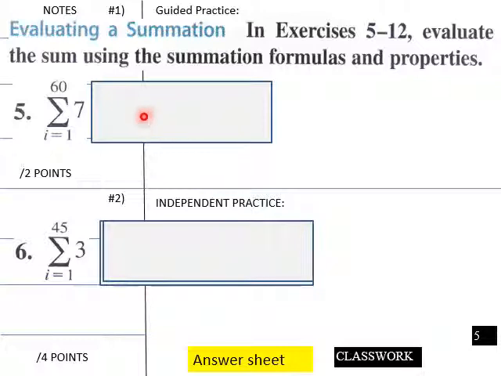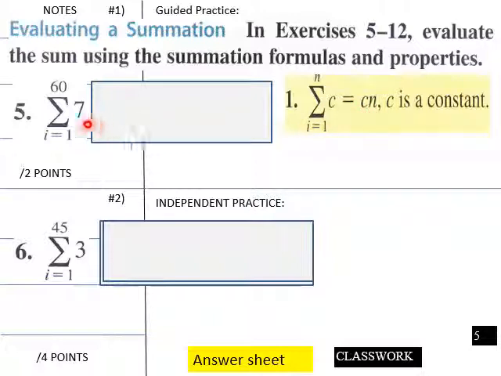But for this one up here, we're going to use property 1. We have n and then c, i equals 1. So we're just going to multiply c times n here. So c times n, in that case, will be 7 times 60, which is 420. So we know that pretty much instantly because of property number 1.